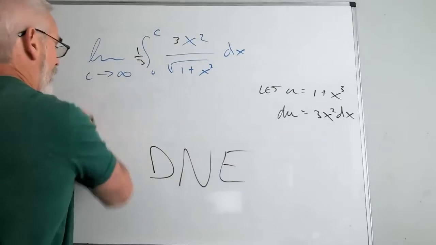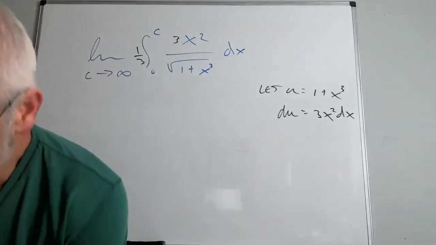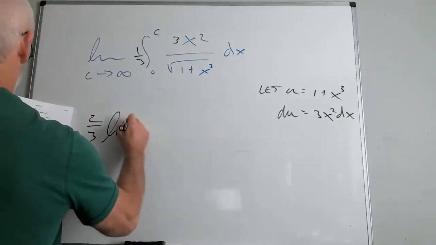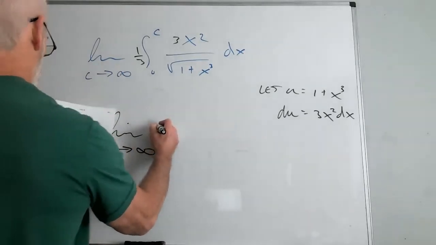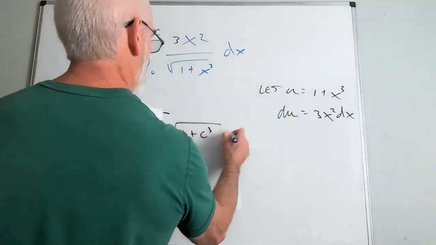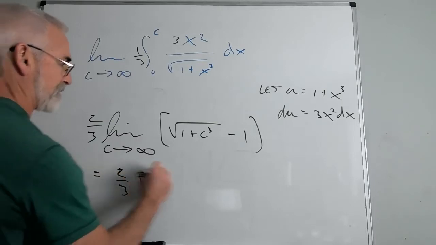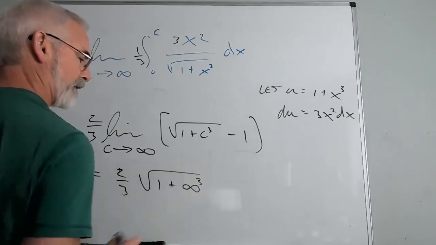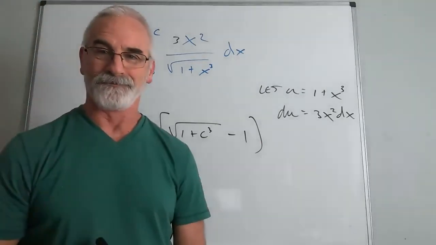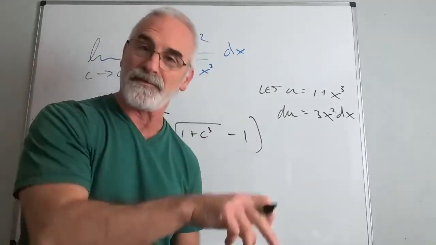Now, the other thing I'm seeing, and this is just silliness. Okay, we've got to this point here in the problem. We've got 2/3 limit as c goes to infinity of the square root of 1 plus c cubed minus 1. And here's what I'm seeing. And this is equal to 2/3 times the square root of 1 plus infinity cubed. Infinity is not a scalar. Infinity cannot be inserted into an equation. You can't take a function of infinity.